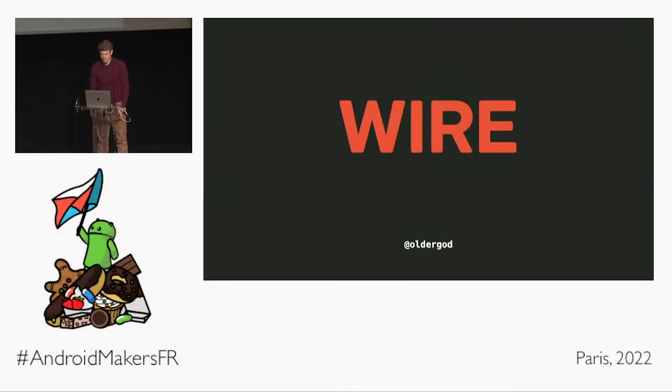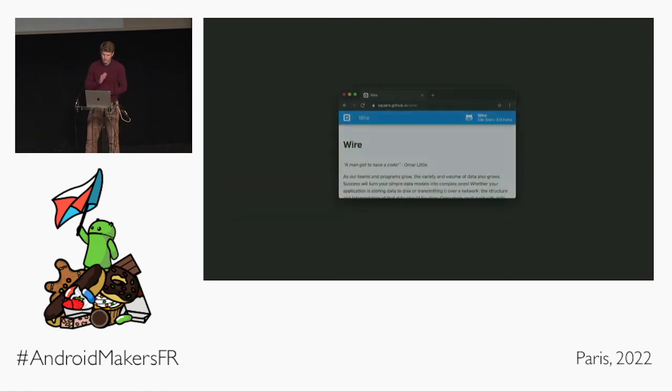I'm Benoît. I work at Cash App, and today I'm not talking about Cash App but Wire, which is a library that Square released many years ago to manage your Protobuf schema files, whatever you can think of, generated.